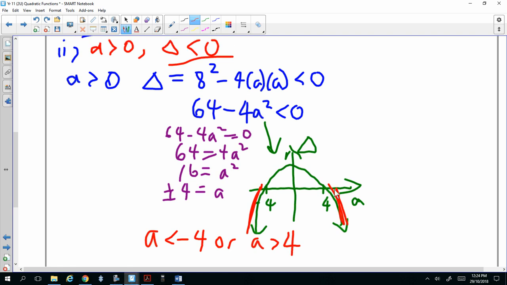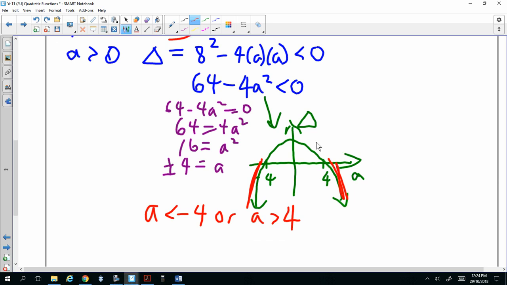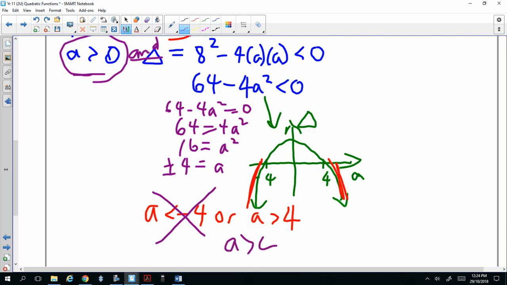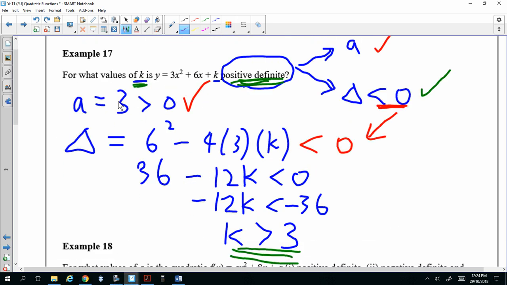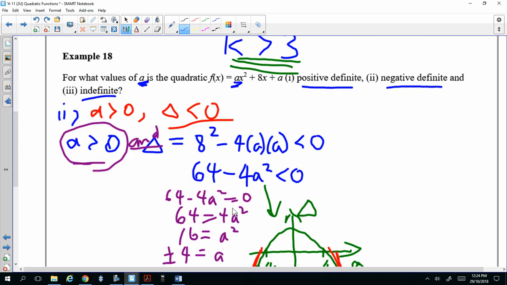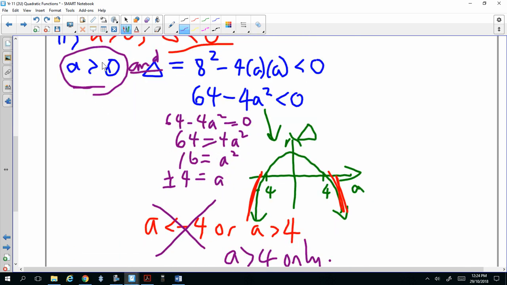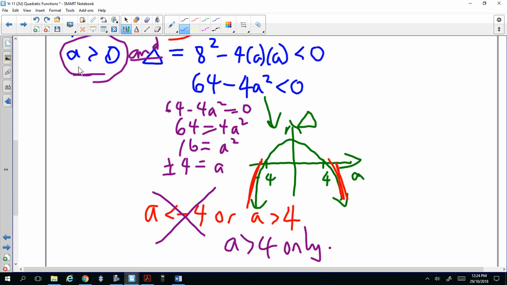Excellent. Good point. So once you do that, we must check that both conditions are fulfilled. A has to be positive, so we have to eliminate the negative. So A bigger than 4 only, which makes it a little bit tricky. So you have to check both. In the one before, there's no problem, right? A is really 3, it doesn't affect the k. But in here, they are linked, right? A bigger than 0 cannot contradict this one. So if that's negative, that has to match with the first condition. Yep. All right, next one.